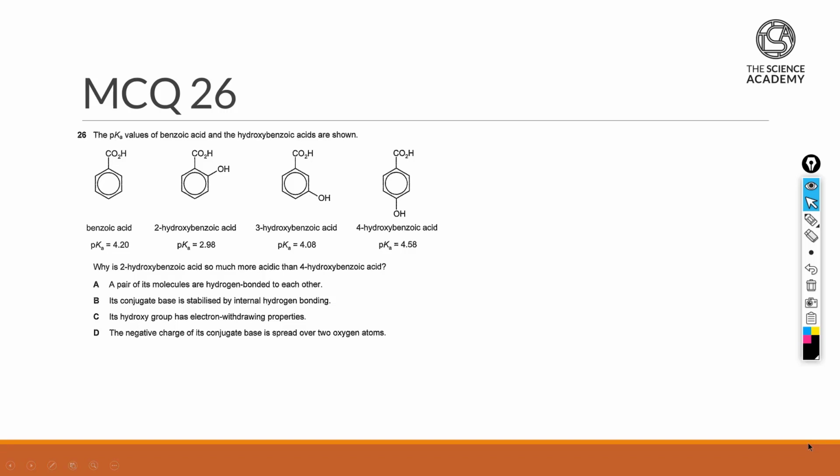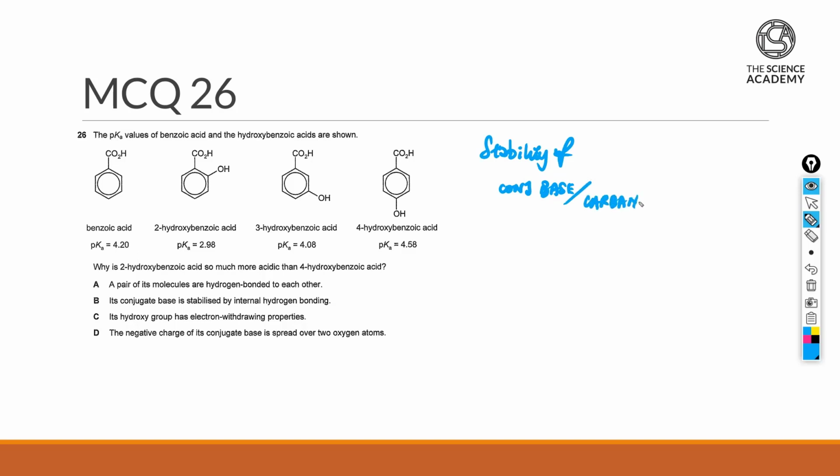In MCQ 26, we are tasked to find out the different acidity for these various compounds and to determine which of them are actually the most acidic. So when it comes to organic chemistry, the acidity of a compound is very much dependent on the stability of conjugate base. And conjugate bases themselves are actually negatively charged carbanions.